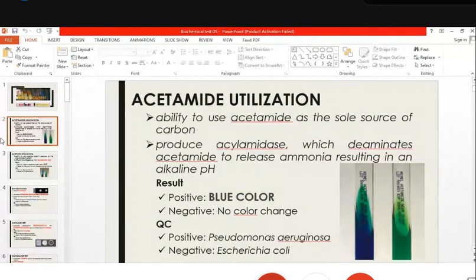Bakit kailangan may growth? Anyone? We're talking of utilization. Kung walang growth, sinong gumamit ng acetamide? Bakit nagkaroon ng change in color? So that kahit nag-change yan ng color ng blue na walang growth, hindi nyo pwedeng sabihin positive yan.